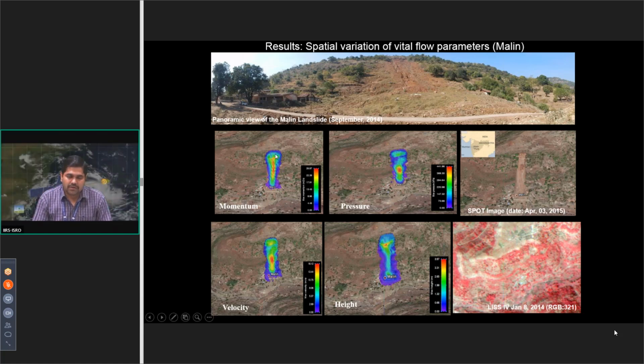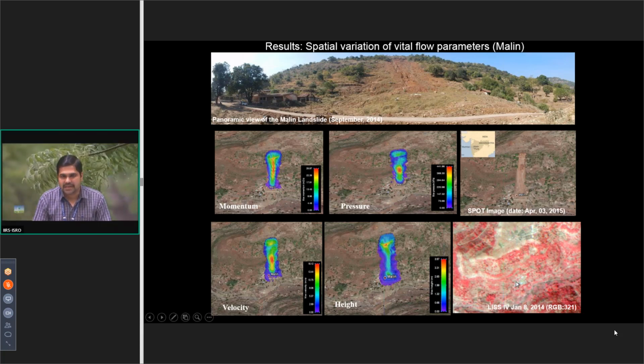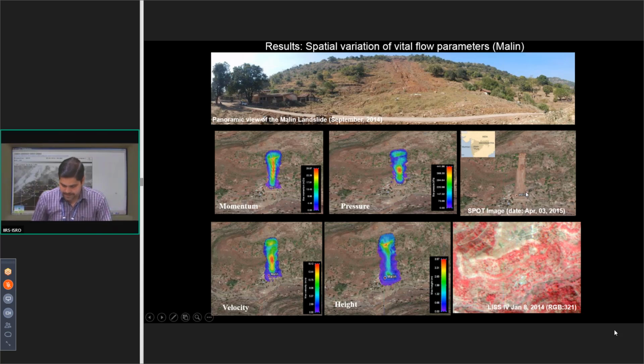We have tried to run our model, and have successfully done it. We see that the material coming down as debris was sufficient to devastate this village. You can see a LISS-4 image just before the landslide. This is the village. At this resolution, the village looks like this only, a cluster of houses. There is also a SPOT image available in Google Earth where anybody can see how the landslide looks. So this is where the village lay.